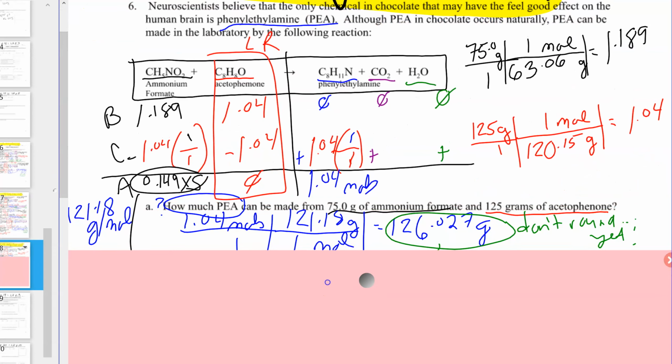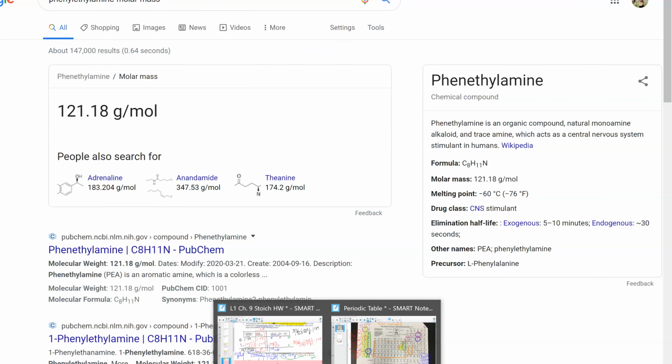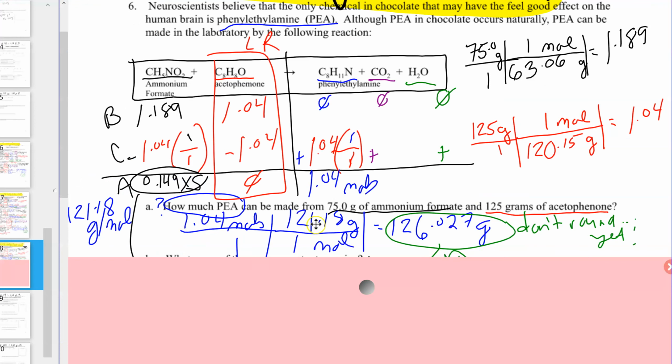Okay, they want to know how much can be made from 75 grams. Okay, we did that. We got the moles. They didn't ask for what unit, but we know there's going to be 1.04 moles. Let's go ahead and convert to grams. So PEA, what's the molar mass of PEA? 121.18. So take that times the molar mass. You should get 126.027. Don't round this number yet.